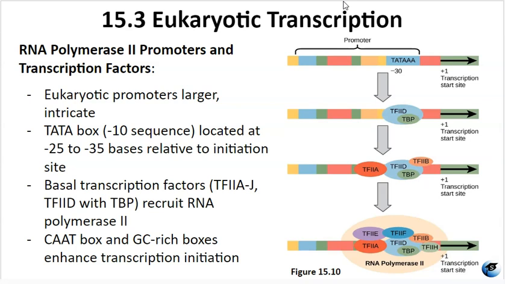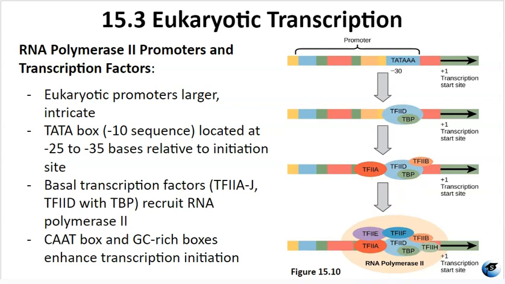It has the consensus sequence T-A-T-A-A-A on the coding strand, and it's located 25 to 35 bases upstream from the initiation, the +1 site. So figure 15.10 here is showing the eukaryotic promoters and the TATA box, right? Here's the promoter, and then on this end you have the TATAAAA sequence, and this is 30 upstream from the +1 site. Then you have your transcription factors that are binding.